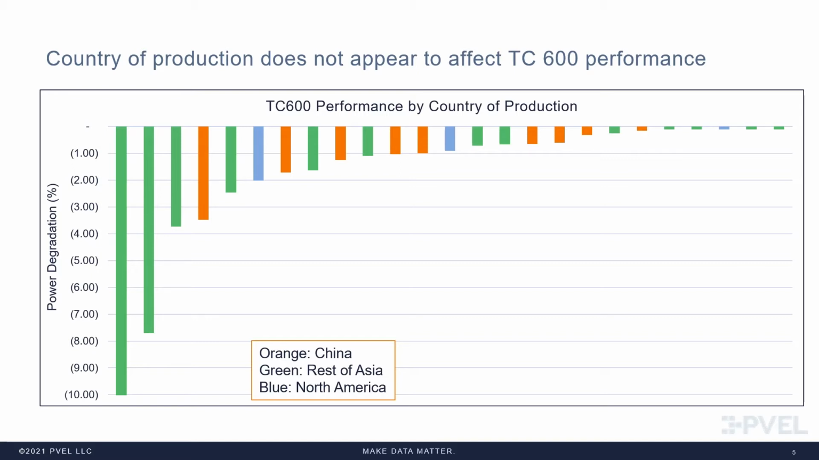There are Chinese manufacturers that perform well and perform not so well, manufacturers from the rest of Asia that similarly perform well and not so well, and from North America as well. So as you can see here, country of production or region of production does not correlate necessarily to the reliability of a module.